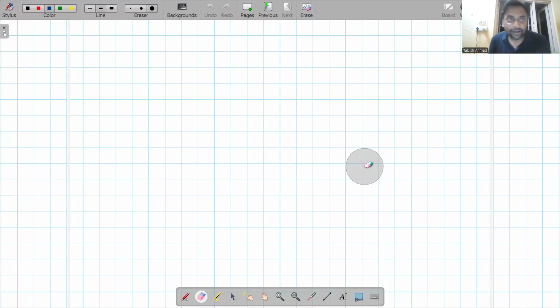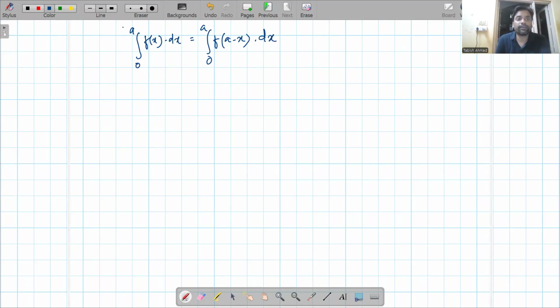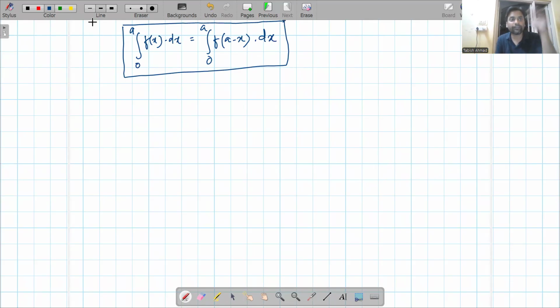So hello everyone, now I'm here back again and we are going with the fourth question for the same rule, and I will write that rule here. Whenever we have limits from 0 to a and a function f(x) dx, we can rewrite it as the integral from 0 to a of f(a minus x) dx. So this we will be using for the question which is ahead now. Are you ready for that?